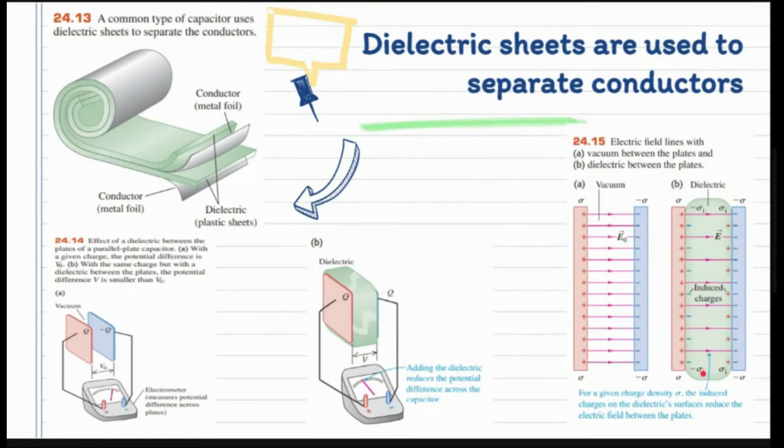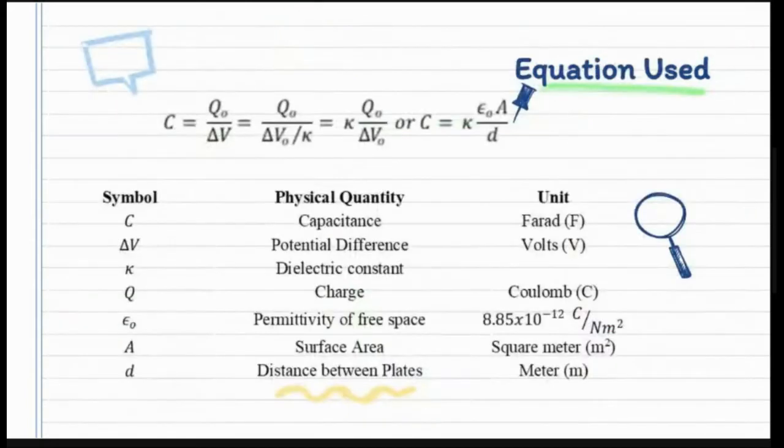Now, what would happen to the capacitance if we reduce the electric field? The capacitance will increase, and the capacitance of a material is identified using this equation.